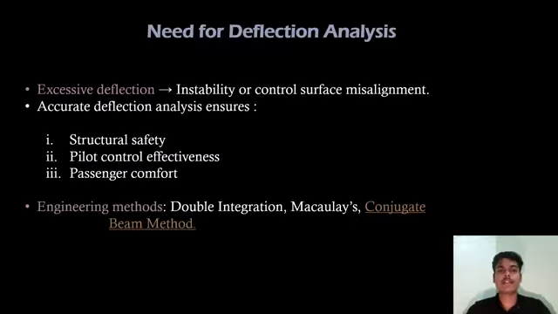Why is deflection analysis necessary? First, excessive deflection causes instability or control surface misalignment. Second, accurate deflection analysis ensures structural safety and pilot control effectiveness. Third is passenger comfort. The methods used to determine this are double integration, Macaulay's method and the conjugate beam method.